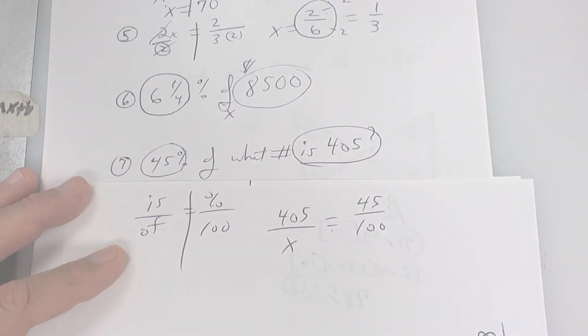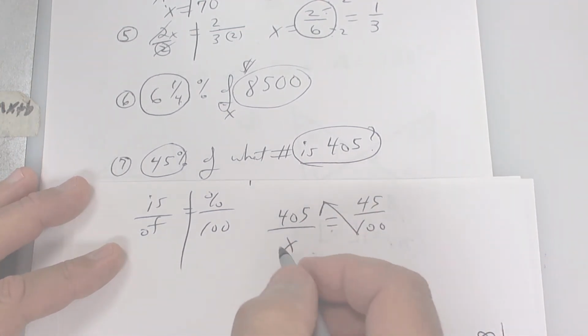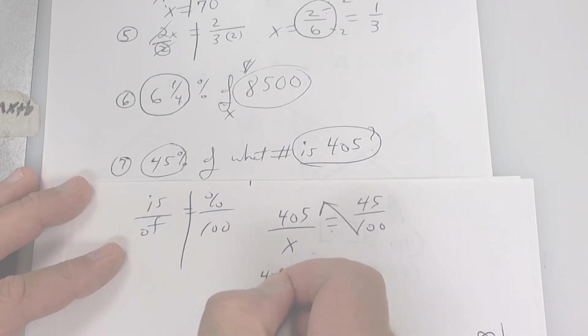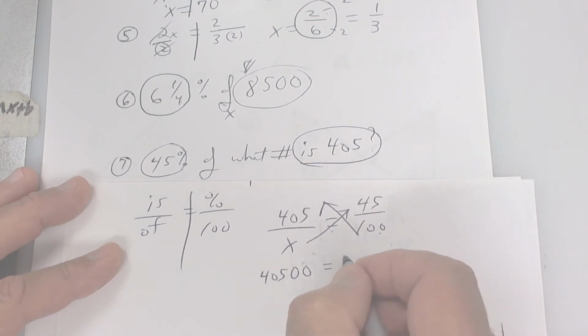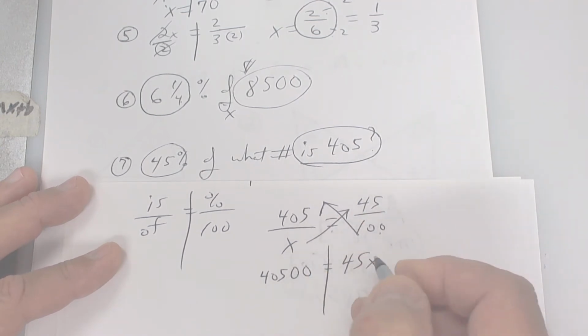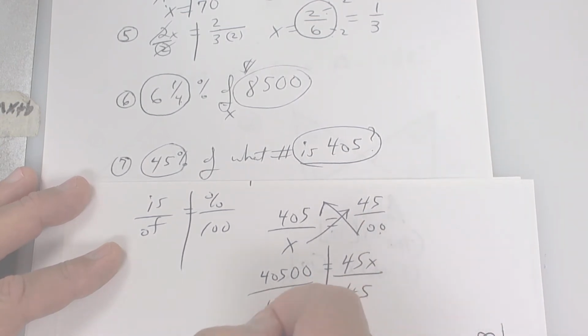We're going to cross multiply. So you're going to get 100 times that. So it's going to be 405. And then you're going to add 2 zeros when you multiply by 100. And you're going to get 45x, and then you divide by 45.